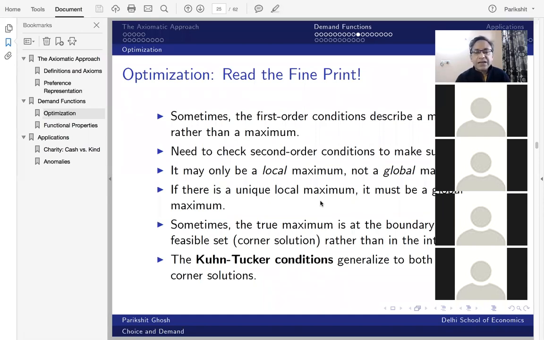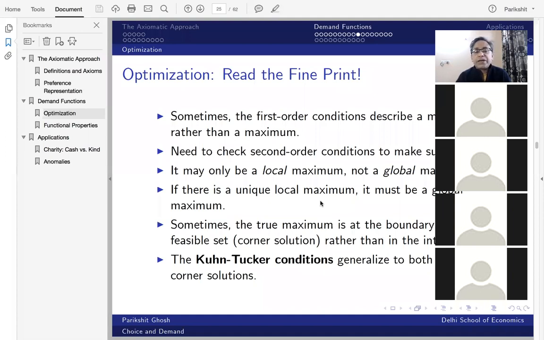So in the simplest case, how do we distinguish maxima from minima? We have to look at second order conditions. And in that simplest case, the second order condition says that if it's to be a maximum, the second derivative there has to be negative. If it's a minimum, the second derivative has to be positive.